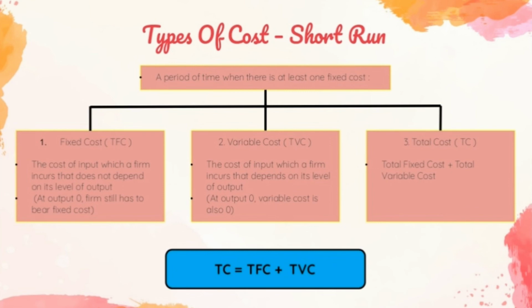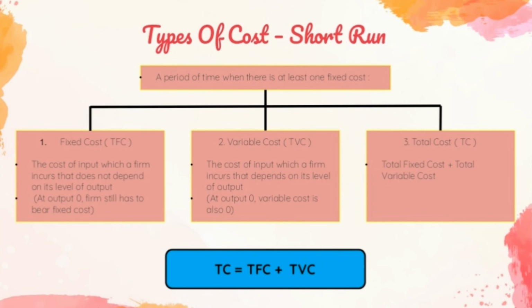Second, variable cost or TVC. The cost of input which a firm incurs that depends on its level of output. At output 0, variable cost is also 0.